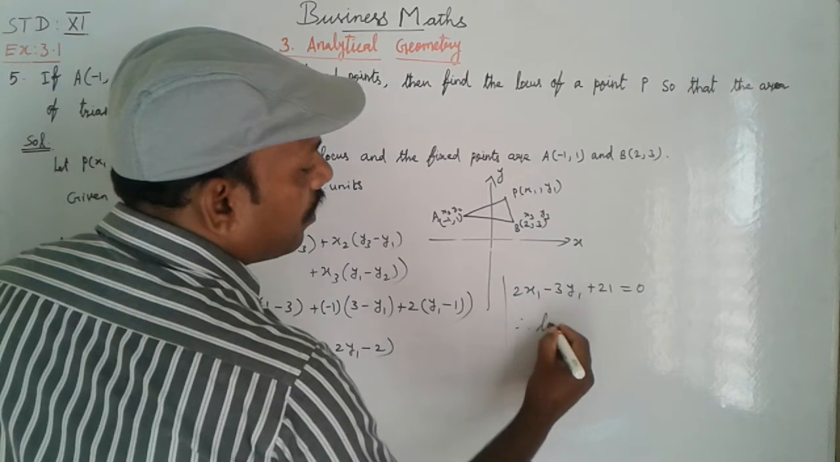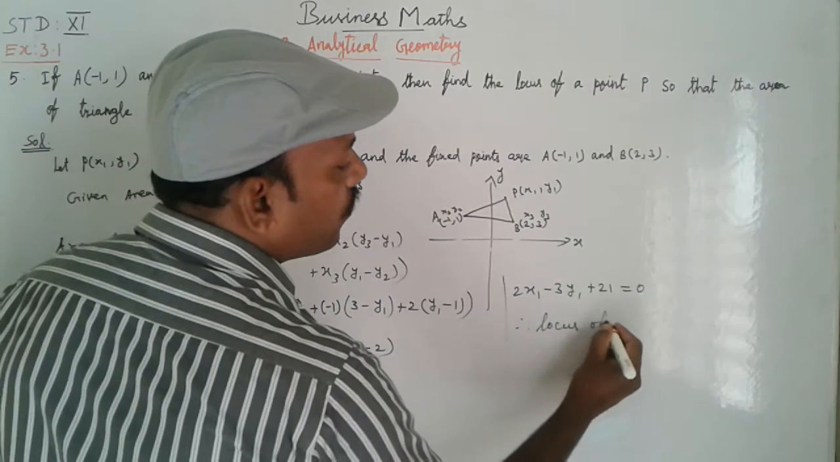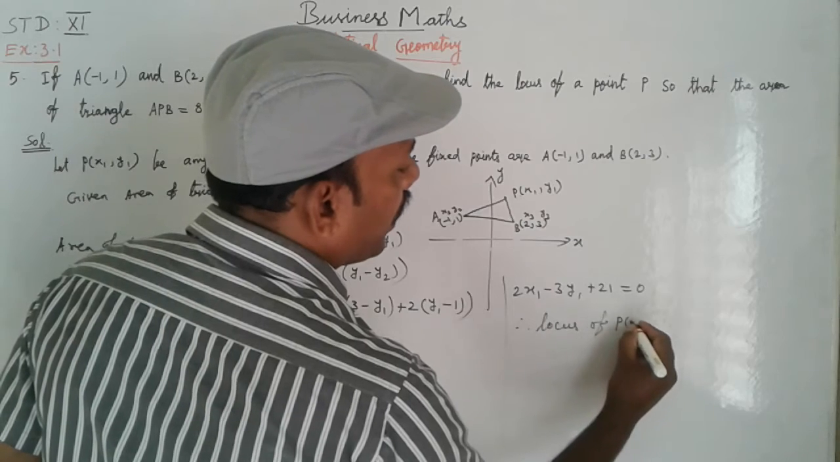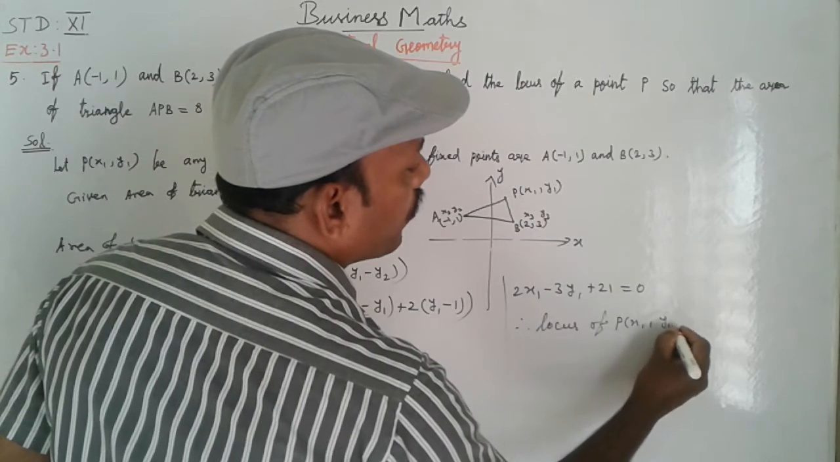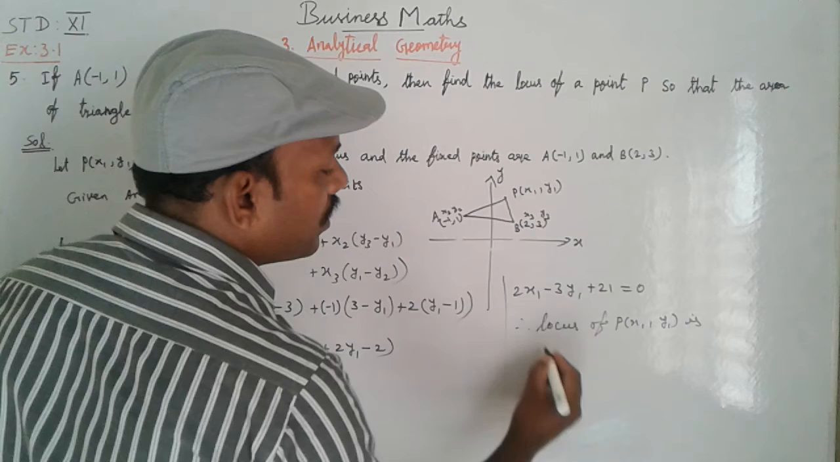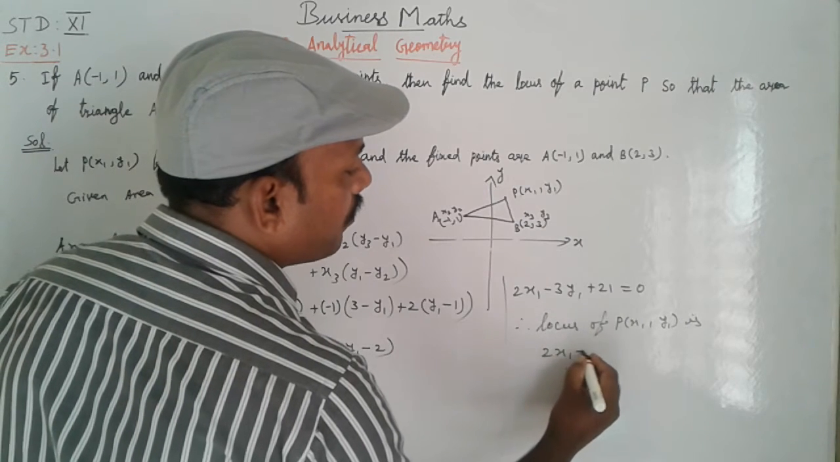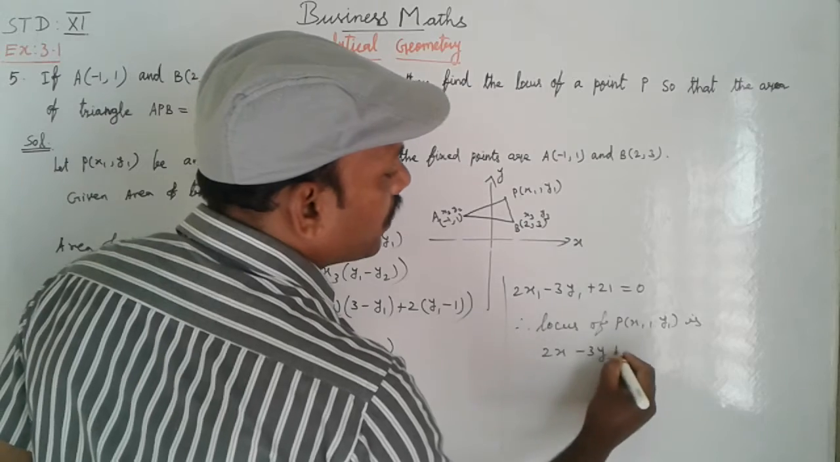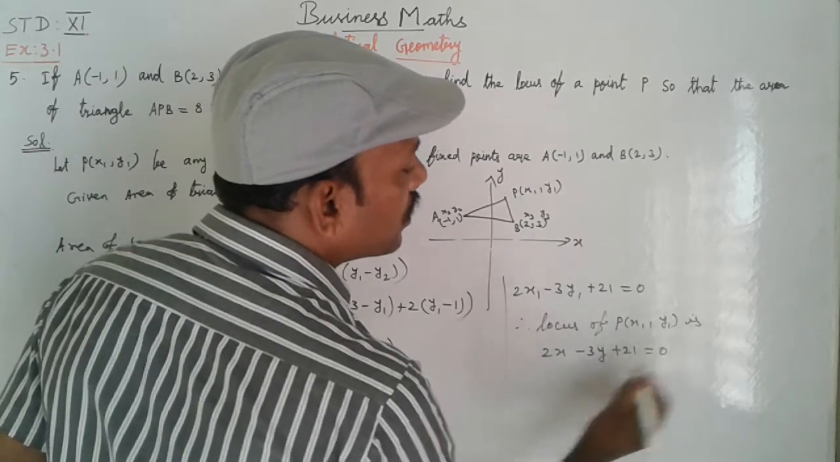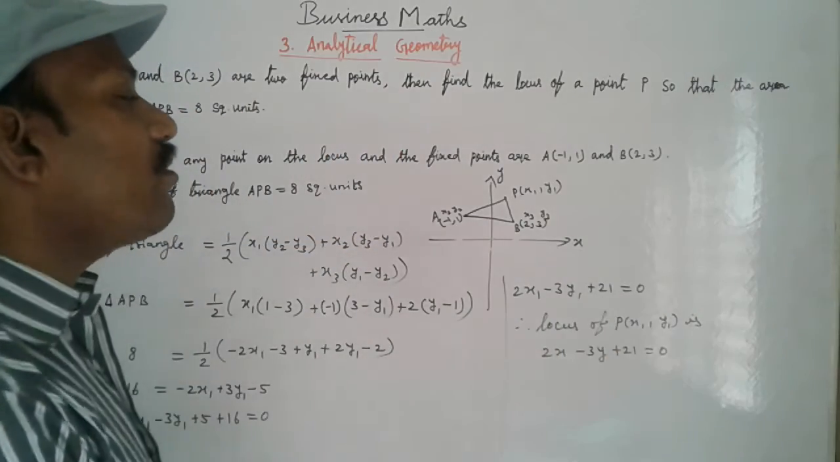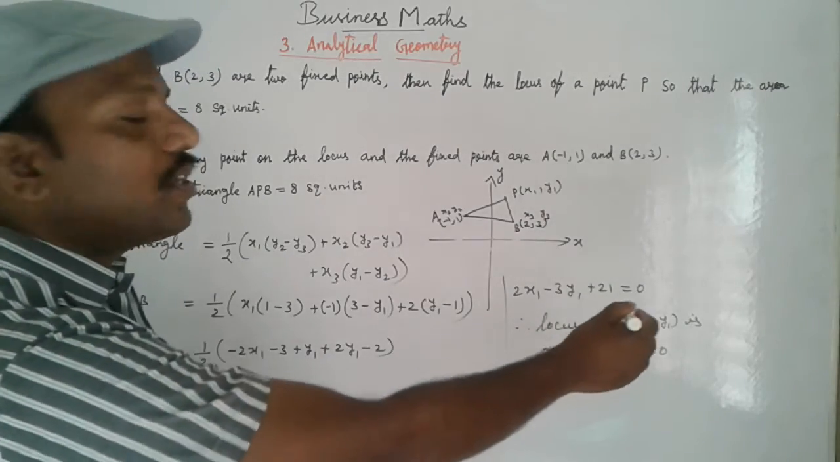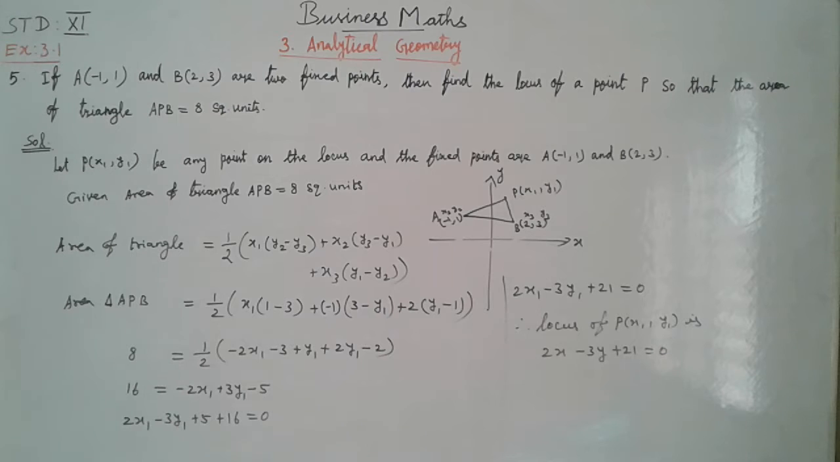Therefore, the locus of P(x1, y1) is 2x1 minus 3y1 plus 21 equals 0. We take x1 as x and y1 as y. So 2x minus 3y plus 21 equals 0. That's all.